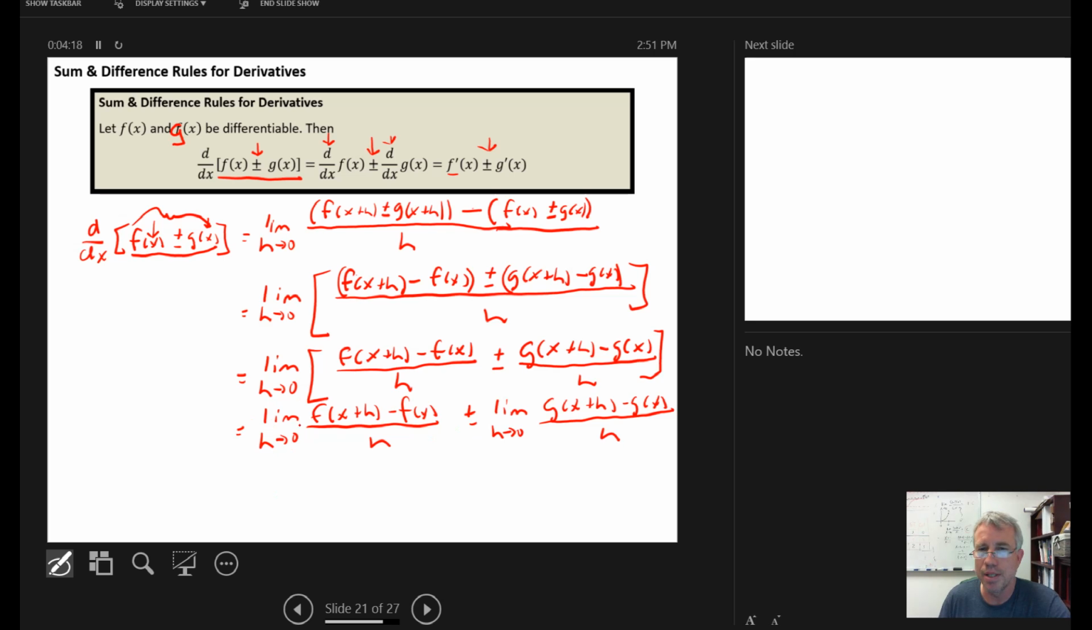And this limit is going to be the definition of the derivative of f, plus or minus this limit would just be the derivative, g prime of x, and that establishes the result. Hey, I want to take the derivative of the sum or difference of two functions. Go ahead and take the derivatives of the individual pieces and add or subtract the result.